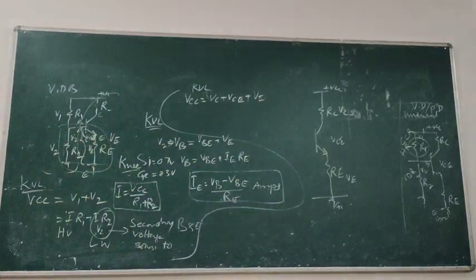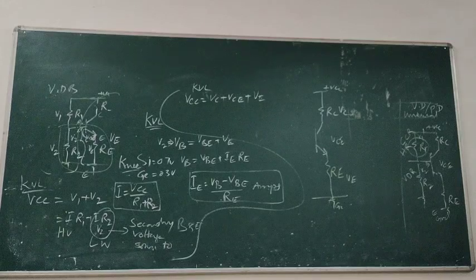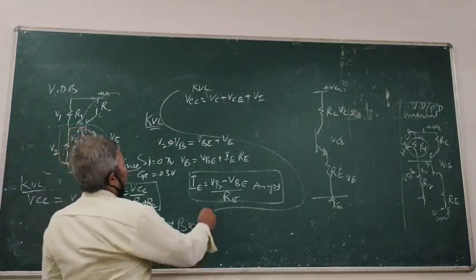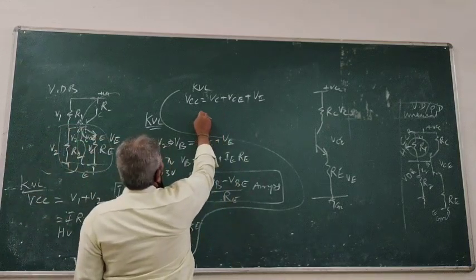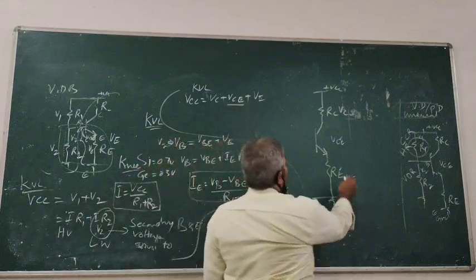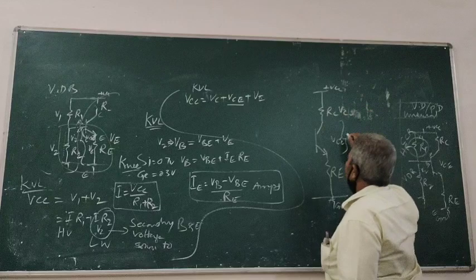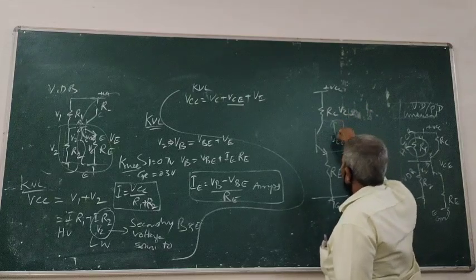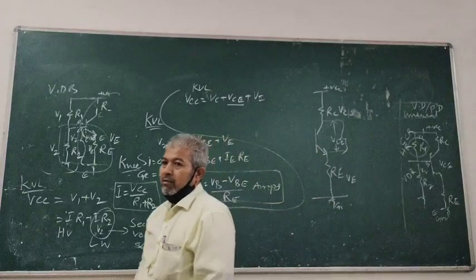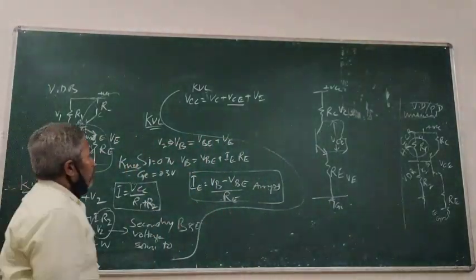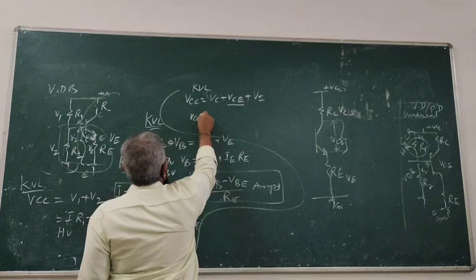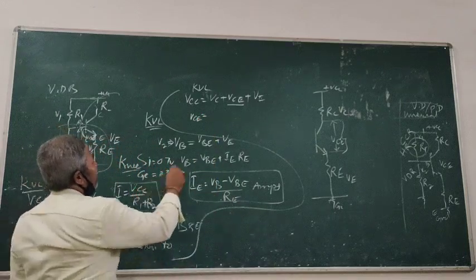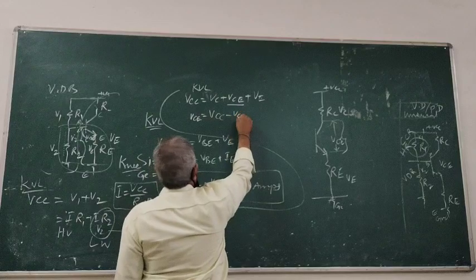Kirchhoff voltage law says supply voltage is equal to the sum of the product of current into resistance, or the total sum of the voltages. Clear? Now we have to split further. What we need is how much biasing is happening in this transistor, so you need the voltage drop across this one. Clear? So VCE is equal to, sending everything to this side, VCC minus VC minus VE.